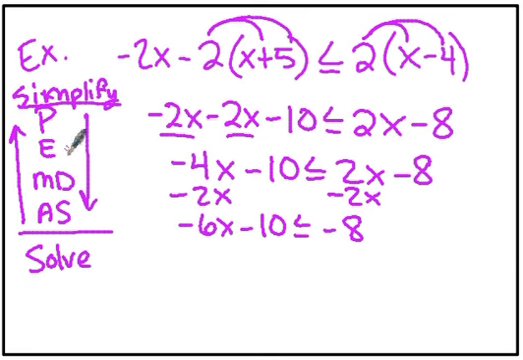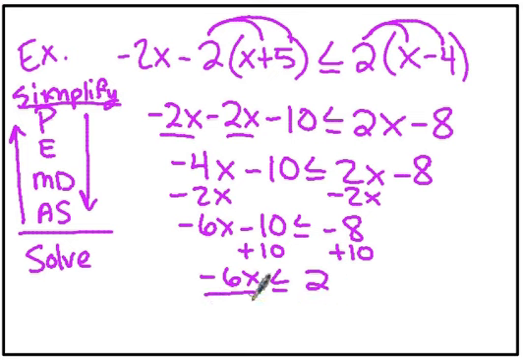Now I'm in that process of doing the add, subtract, multiply, divide, exponents or parentheses backwards. So I'm going to add this 10 away. Okay, I get negative 6x is less than or equal to positive 2. And now I'm dividing by negative 6. And what was that rule that we said? Yes, we're going to flip that inequality. We get x is greater than or equal to negative 1/3.